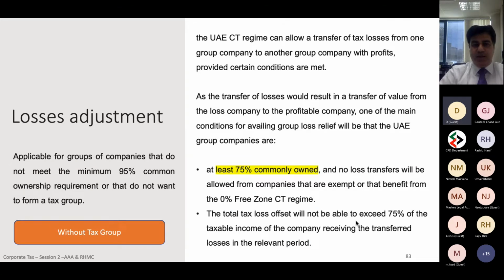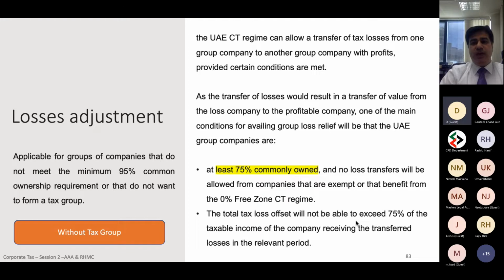Now, this is without a tax group. Remember, there is no tax group. It is applicable to group companies that do not meet the minimum 95% common ownership required, or they don't want to form a tax group. Both conditions will apply. So it's not a tax group. In that case, again, there are conditions which need to be looked at. You may transfer losses from one company to another.